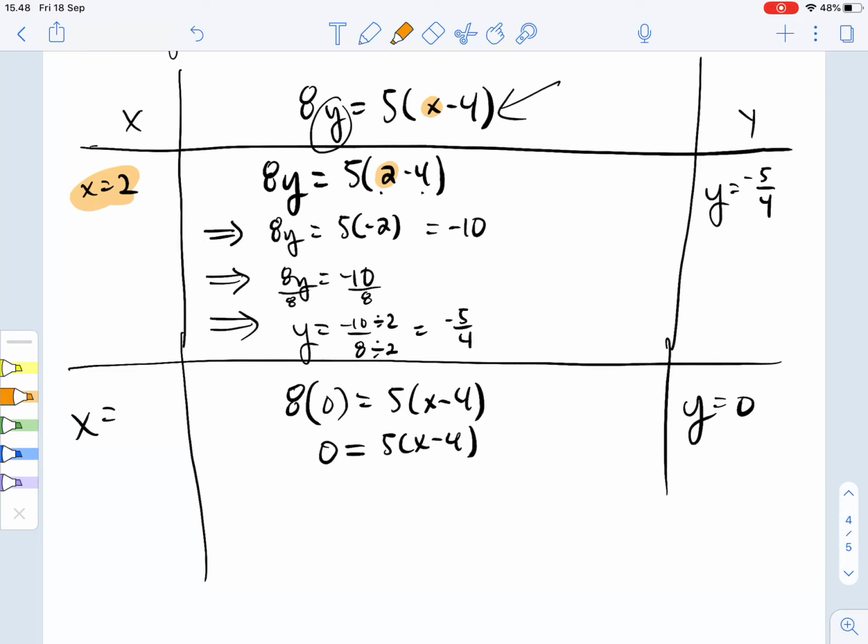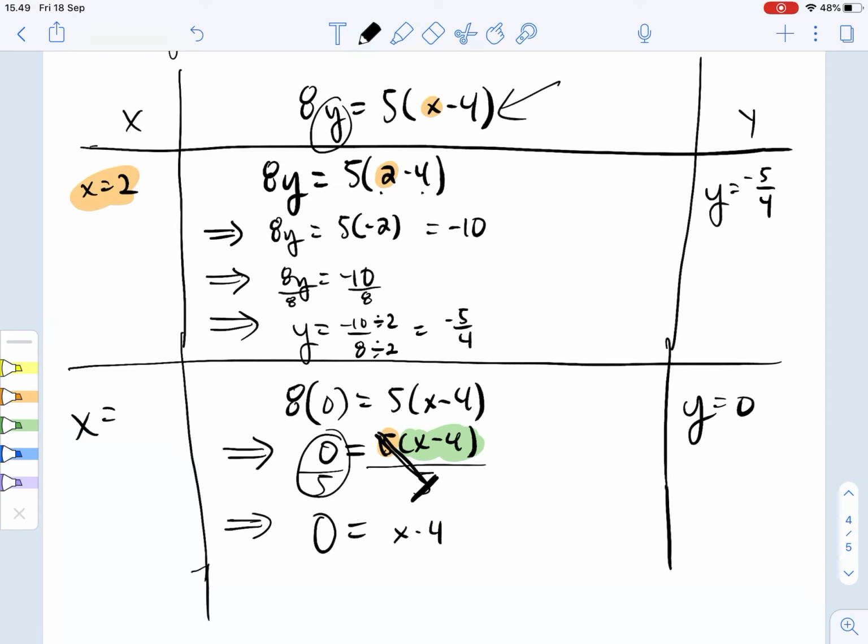And what I can do here, guys, is, watch, because 5 is being multiplied by my variable, I can actually just divide by 5. Sorry, I forgot my therefore sign. And 0 divided by 5, guys, is just 0. 0 pieces of a 5-piece pizza is just 0. Over here, this goes to 1, and I have x minus 4.